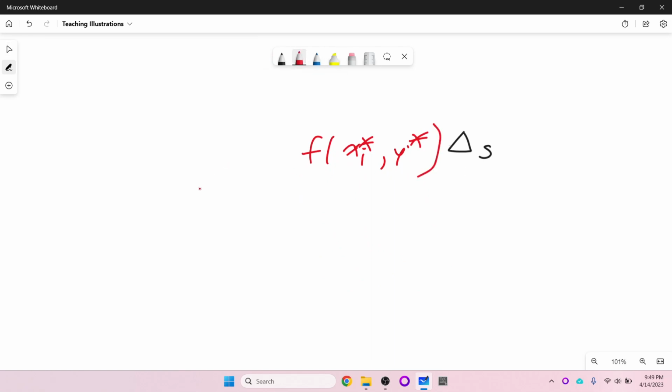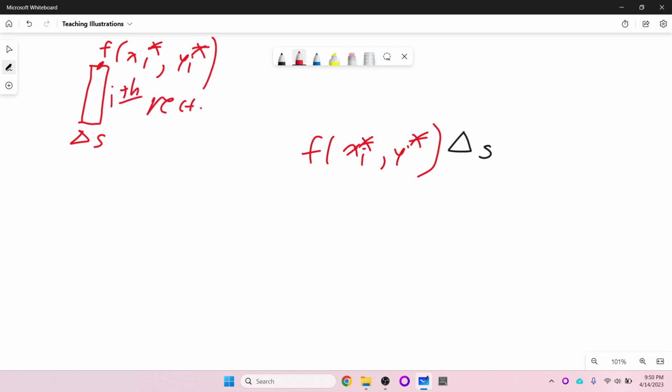So, this is the idea here. We're saying we have one of these rectangles. We're trying to sum up a bunch of rectangles. The width is delta S, and the height is f of xi star, yi star. And this is the ith rectangle. Again, if I talk about walking that curving path, it would be like if, instead of walking directly on the path, you walked a bunch of straight lines, jagged between the different points.